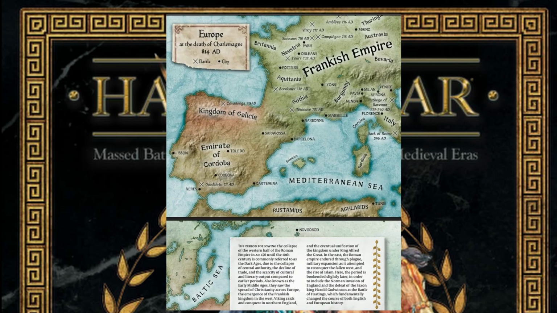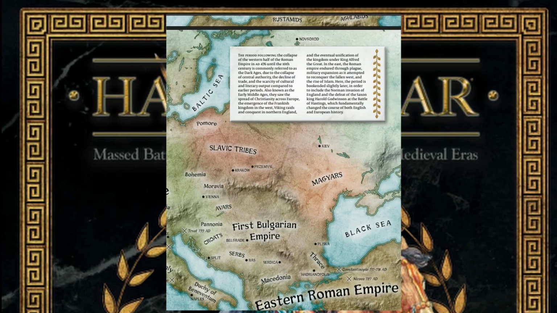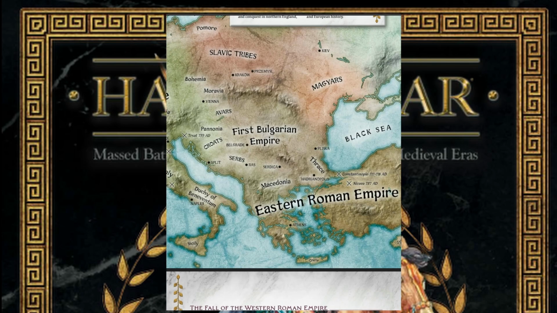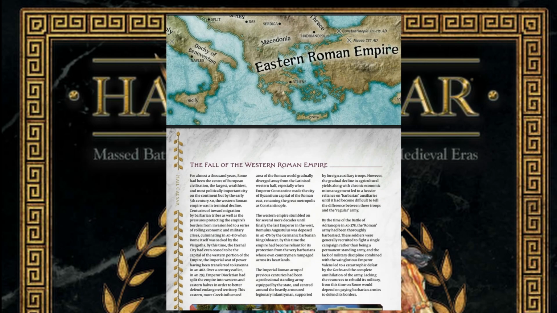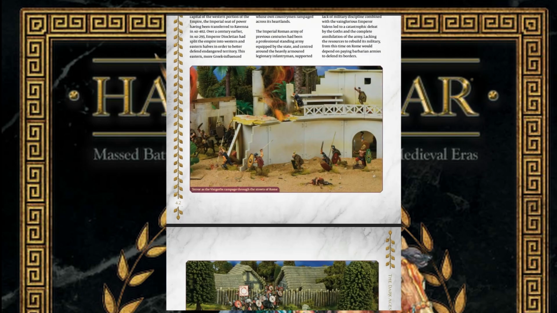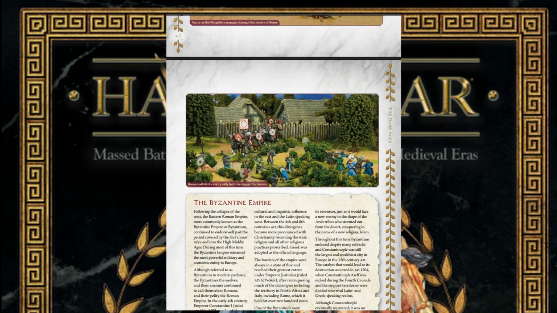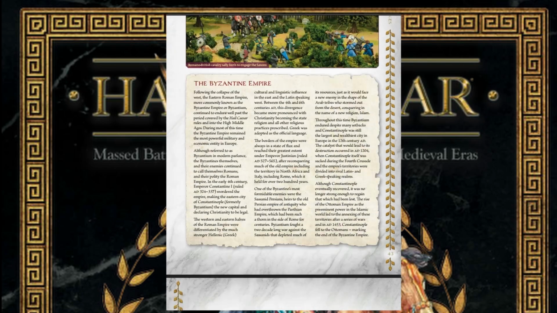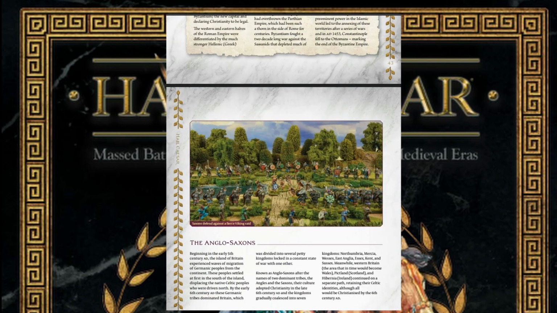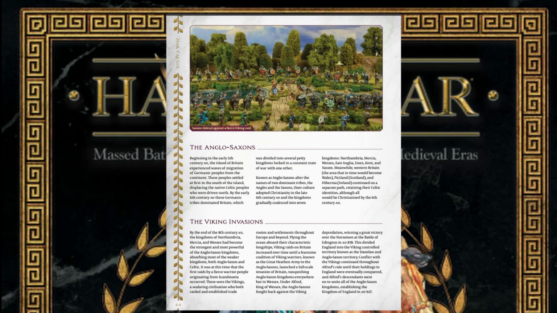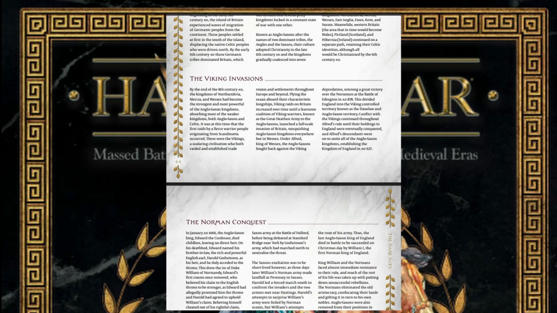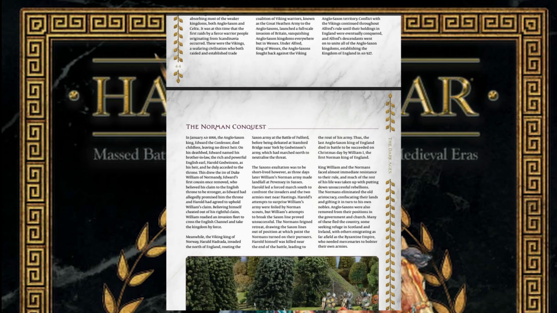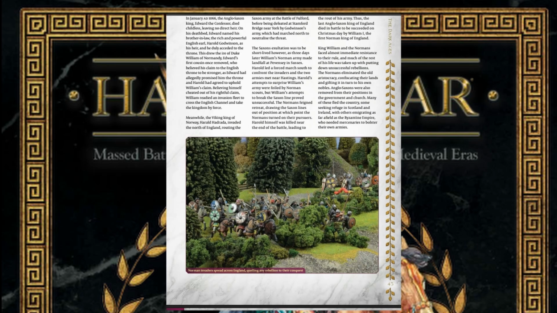And again, the same layout with the locations, Bulgaria and the Byzantine Empire, and then obviously subdivisions of the period and discussions and analysis of each faction and army, including very beautiful photographs: Anglo-Saxons, Viking invasions, the Norman conquest. All these are included in the information provided by the book.